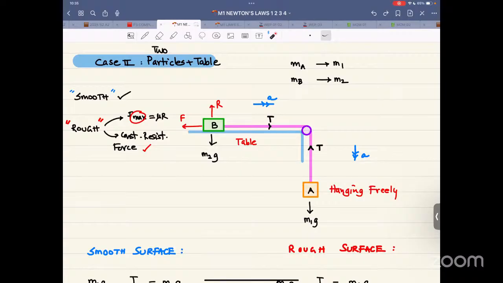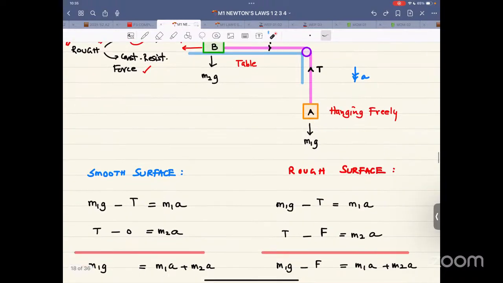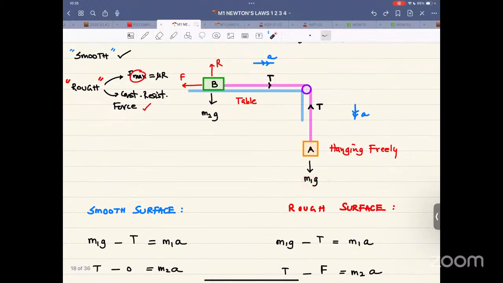So now over here, what's the scenario? The scenario is if it's a smooth table, this one will go down, this one will move to the right. If it's a rough table, you have to overcome friction. So if it's hanging freely, for the smooth surface, m1g minus tension is m1a. And for this particle, m2g is acting down, R is acting up. These two are equal. There is nothing stopping particle B from sliding down because T is pulling it.